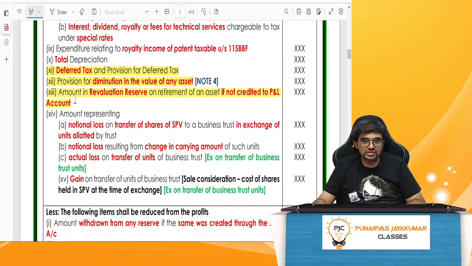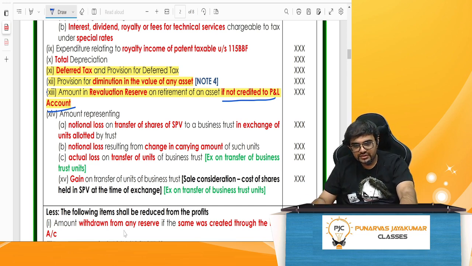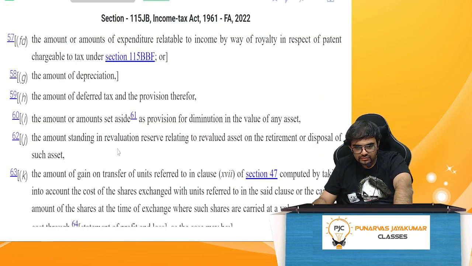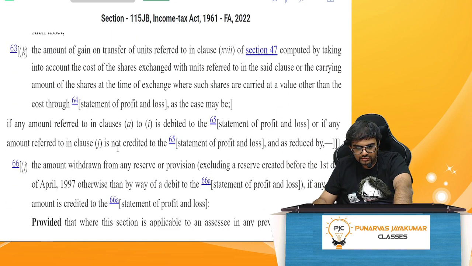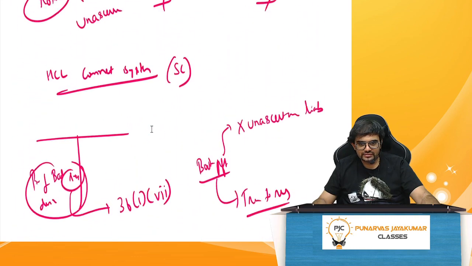Amount in revaluation reserve on retirement of an asset, if not credited to P&L account. Have they credited to P&L account? No. Have they credited the same to P&L account? No. They have not credited. See here, where have they credited in this entire entry? Is it credited? No. P&L account not credited only. I told you, no, at the beginning.